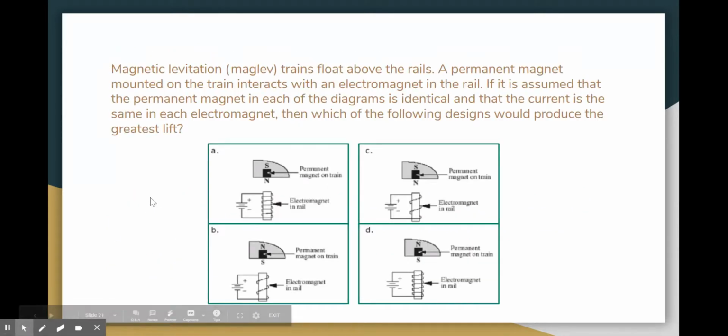All right, here's another old test item. It describes a magnetic levitation or a maglev train floating above rails. And they accomplish this by putting a permanent magnet on the train and electromagnets in the rails. So again, take a second, pause the video, take a look at the information provided, and make a prediction. Which of the following designs would produce the greatest lift?